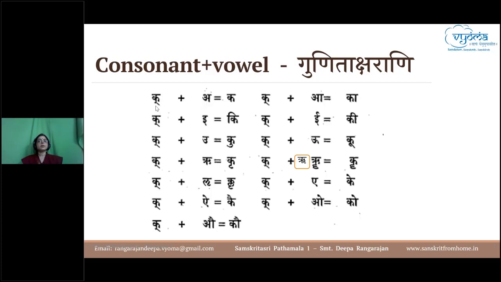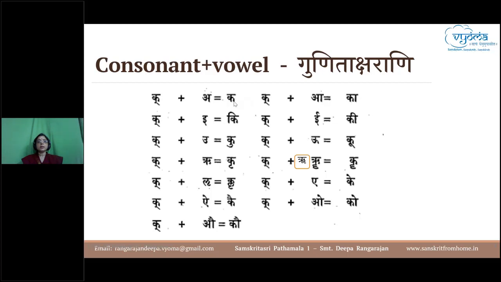We saw the example of the first consonant, which is k. So when there is a slanting line written below, it means it is a pure consonant. So when k is added to a, we get ka. Similarly with i, it is ki.